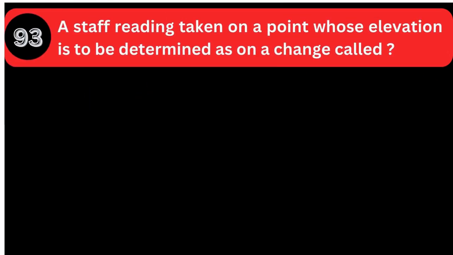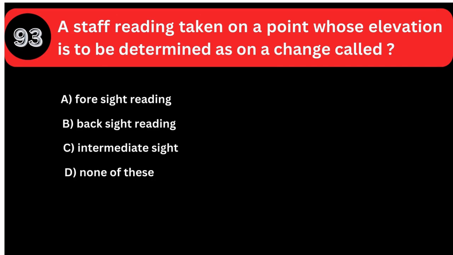A staff reading taken on a point whose elevation is to be determined, as on a change point, is called. Options: A. Foresight reading. B. Backsight reading. C. Intermediate sight. D. None of these. Answer: A. Foresight reading.